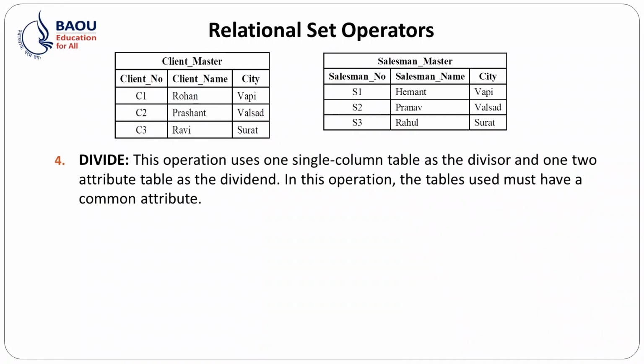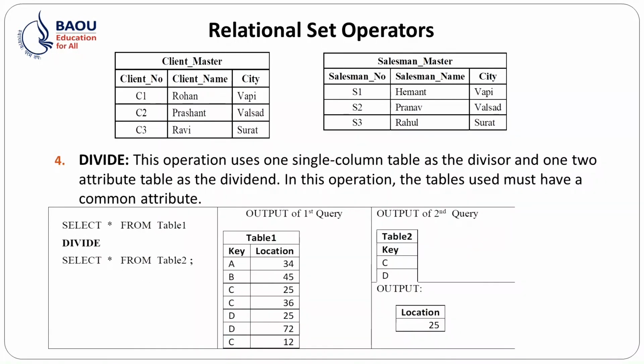Now the next one is divide. This operation uses a single column table as a divisor and a two attribute table as a dividend. In this operation, the tables used must have a common attribute. Here, the first table is divided by the second table, where both tables share the common attribute key and do not share the location. The output displays only the value that is associated with both C and D.